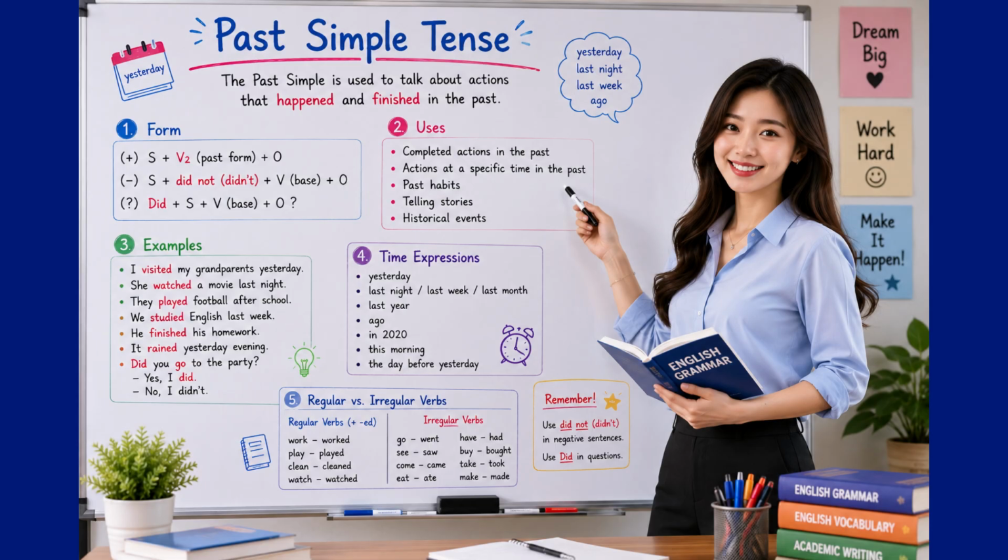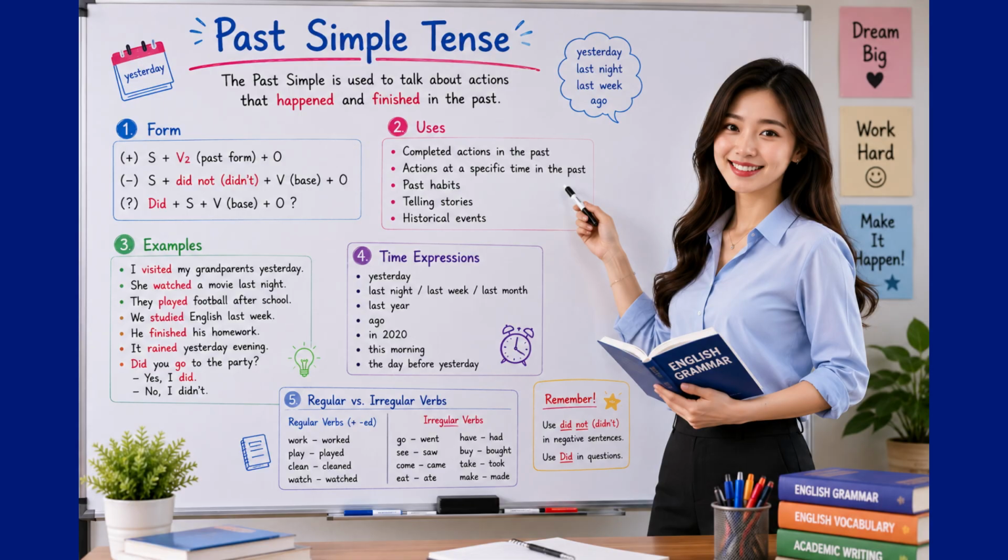3. Past habits. The past simple can describe habits that were true in the past. Examples: When I was a child, I played outside every day. My grandfather walked to work. When he was young, we visited our cousins every summer.